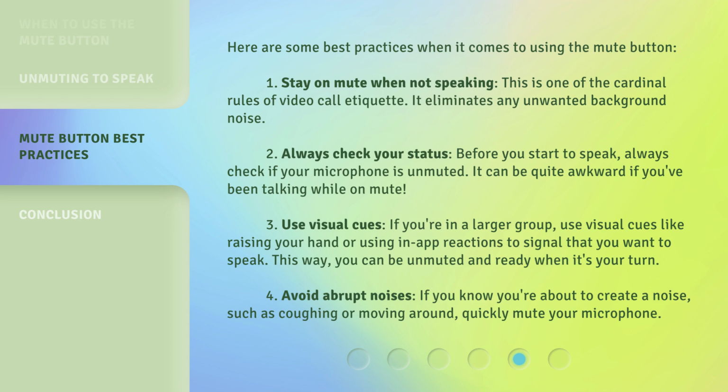3. Use visual cues. If you're in a larger group, use visual cues like raising your hand or using in-app reactions to signal that you want to speak. This way, you can be unmuted and ready when it's your turn. 4. Avoid abrupt noises. If you know you're about to create a noise, such as coughing or moving around, quickly mute your microphone.